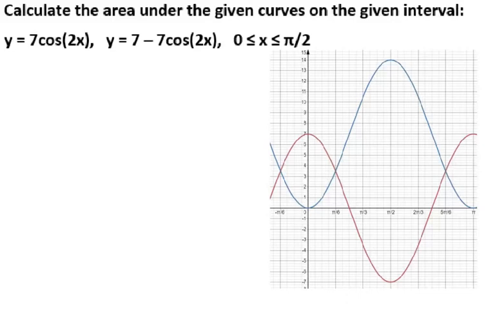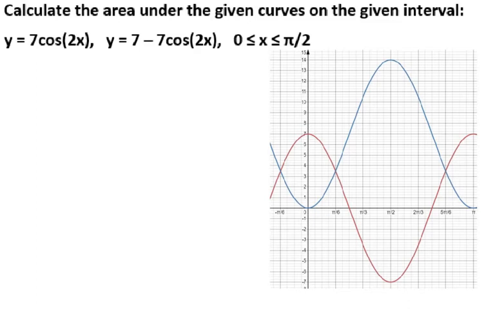In this calculus question, they ask you to calculate the area under the given curves on the given interval. So we have two functions, 7 cosine 2x and 7 minus 7 cosine 2x, and the interval between 0 and pi over 2. There is a different video where I explain how to graph these two functions. And in this video, we will calculate these areas that are asked.